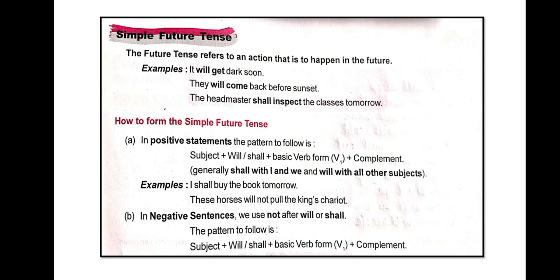B. In negative sentences, we use not after will or shall. When we are using negative sentences, we are using not after will or shall. Here we have a pattern. The pattern to follow is: subject plus will or shall plus not plus basic verb form plus complements. So here we have example, I shall not buy the book tomorrow. These horses will not pull the king's chariot. So this way you can use these negative forms.